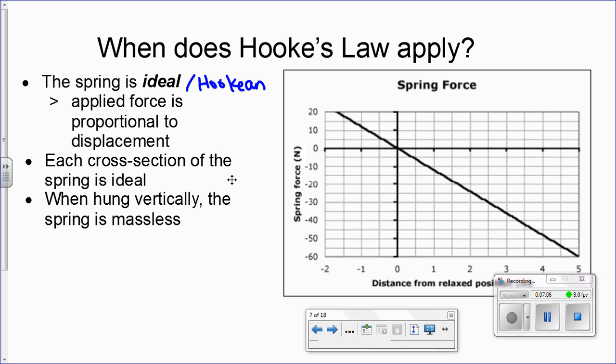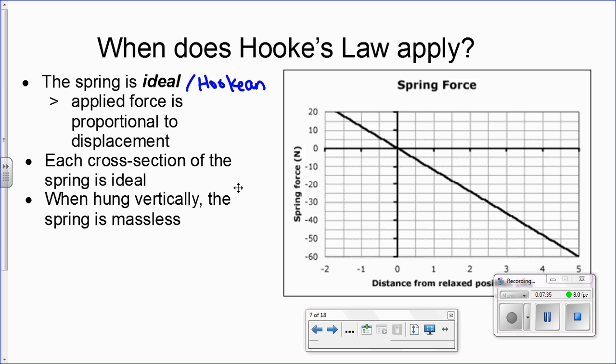Each cross section of the spring must be ideal as well. And so that means you can't have part of a spring that might be parabolic if you were to graph the displacement versus force, or vice versa. And the third, and this is the condition that our springs do not meet: when hung vertically, the spring is massless. And that sounds ridiculous. And that's why it's called ideal, and nothing in the real world is truly ideal, right?